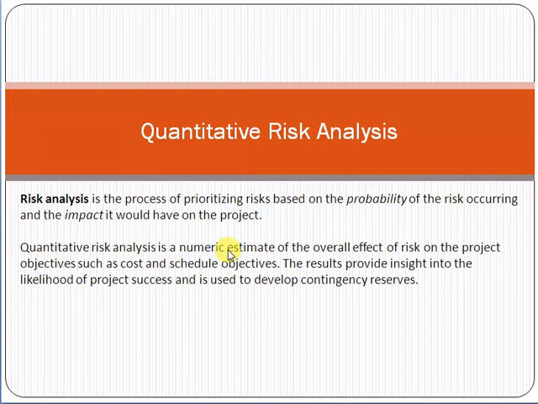Probability means the likelihood, the chances of occurrence, like how many chances are there that this risk will occur. So that is called probability. Impact means the impact on the project, for example in terms of cost and in terms of time.